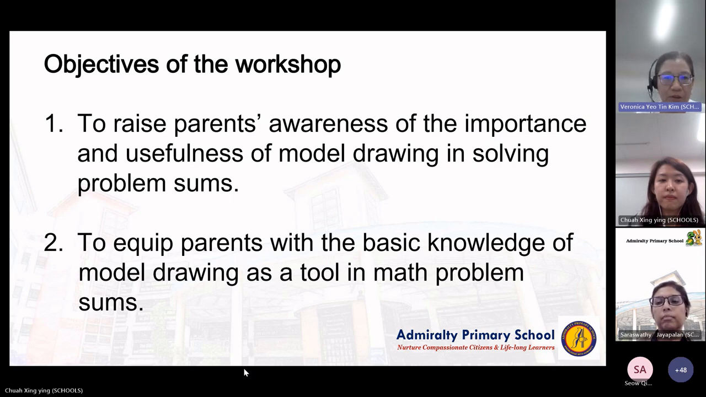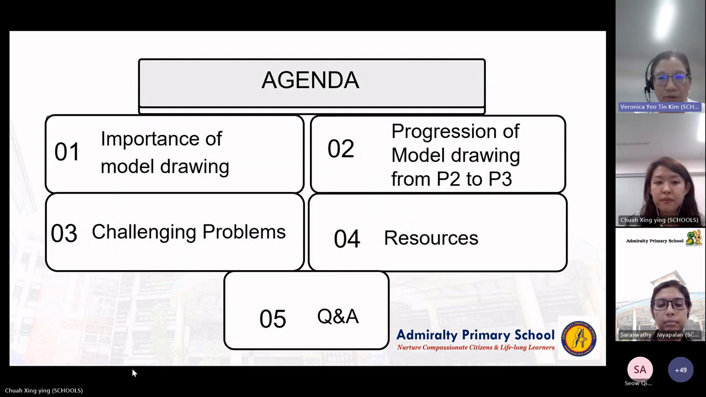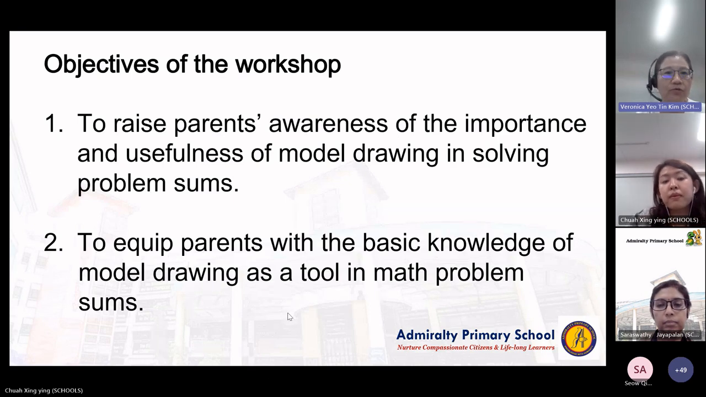So definitely teachers are teaching model drawing. It will be good for you to be aware so that you know why we are saying what we are saying in class. And of course, for parents who are interested, this is also to give you that basic awareness and knowledge of what we do in model drawing and how we actually use it to solve problems, especially for more complex problems in the upper primary.